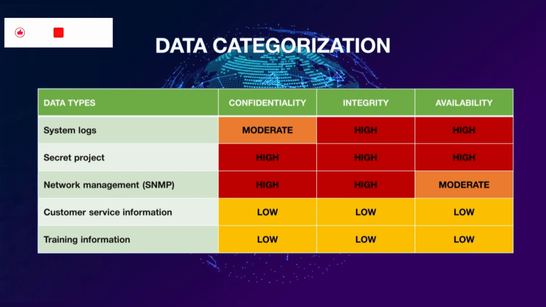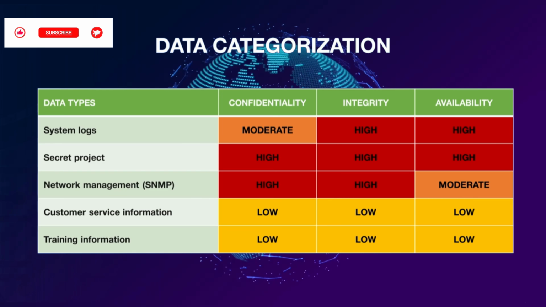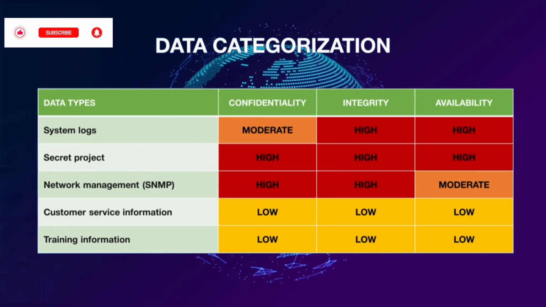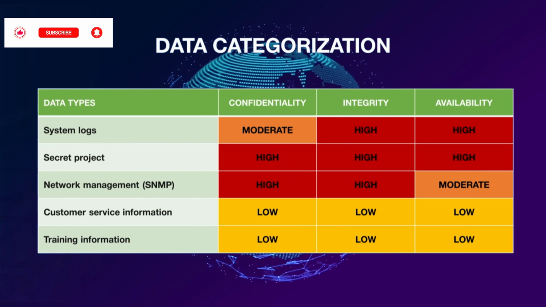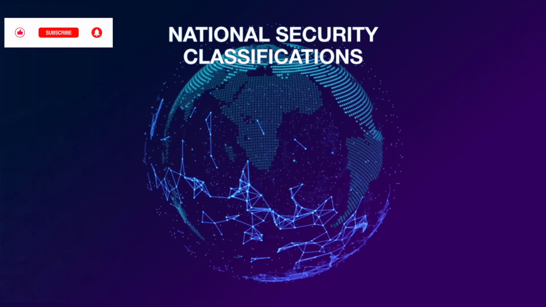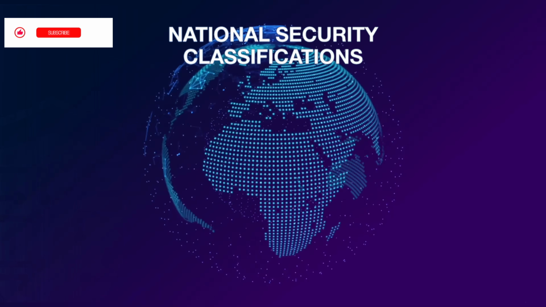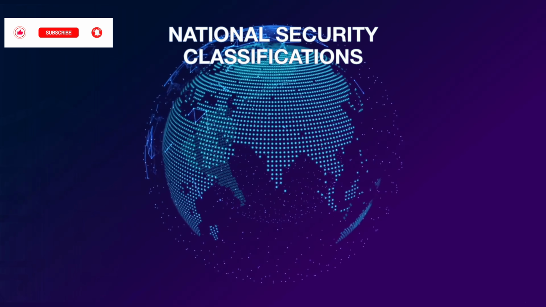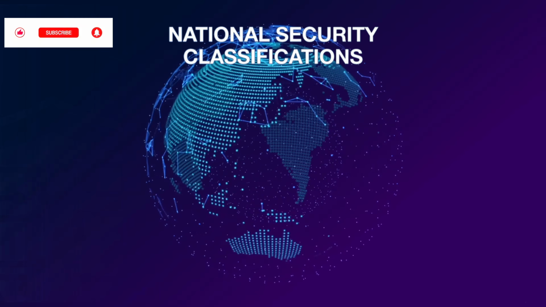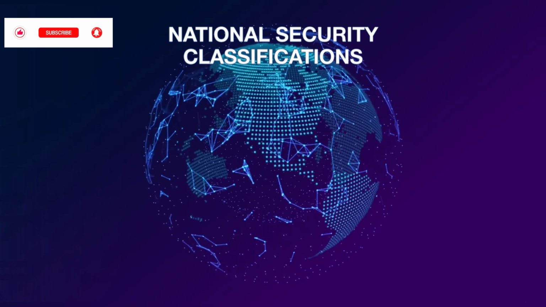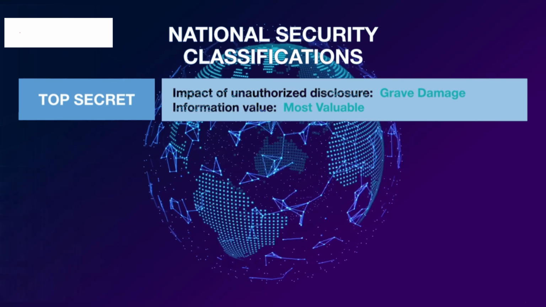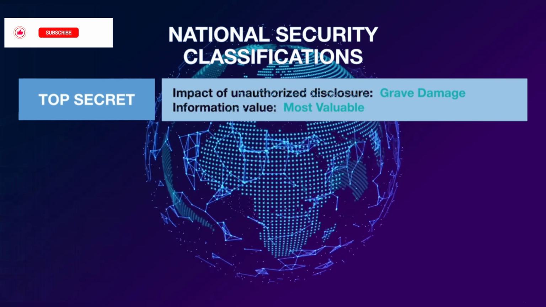Once you have categorized this data, you can assign a classification label based on the categorization or the impact level. From the national security standpoint, obviously everyone is aware of top secret information. It's in every movie, James Bond and all those different movies. Top secret information basically means that it is very high impact information.